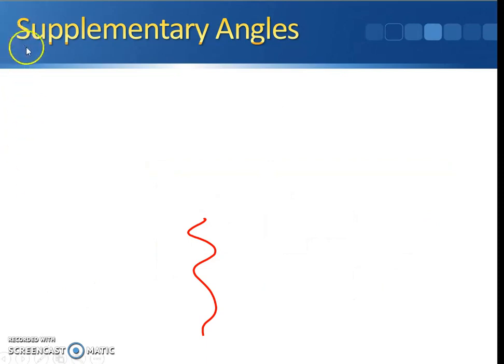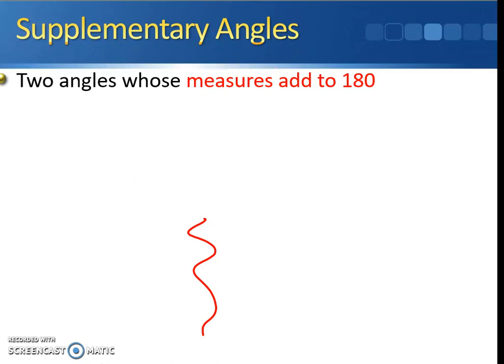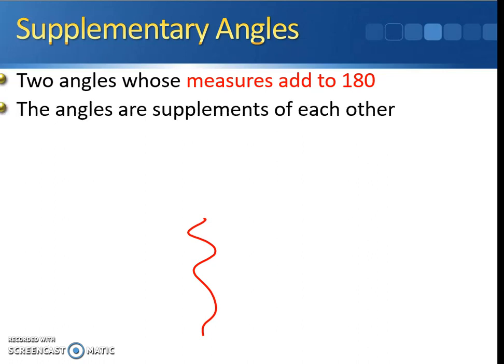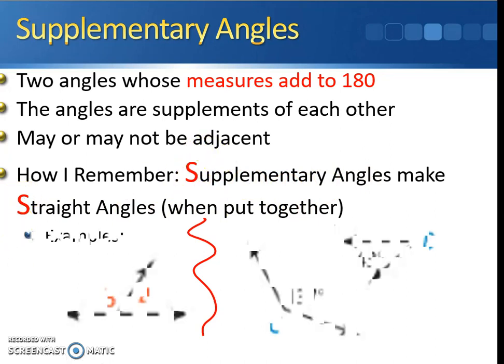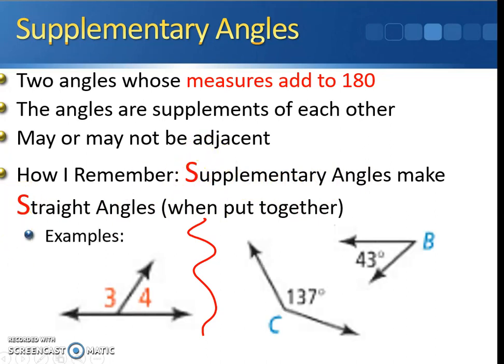Next up, we have supplementary angles. Supplementary angles are two angles whose measures add to be 180. The angles are supplements of each other. May or may not be adjacent. How I remember: supplementary angles make straight angles when put together. So S for straight angles, and straight angles have 180.